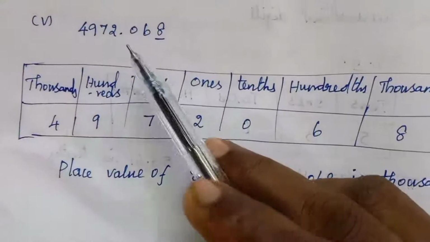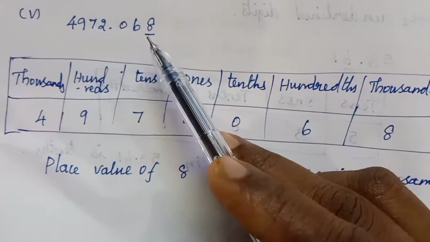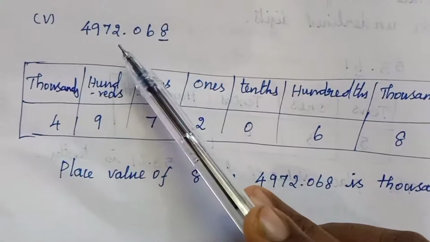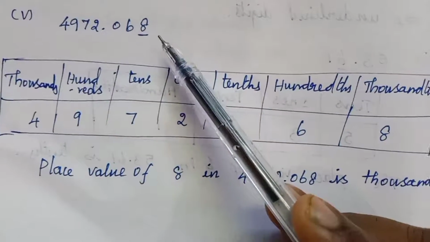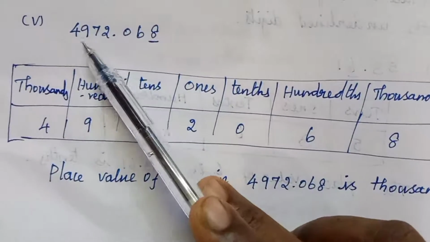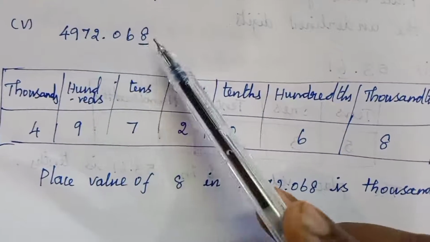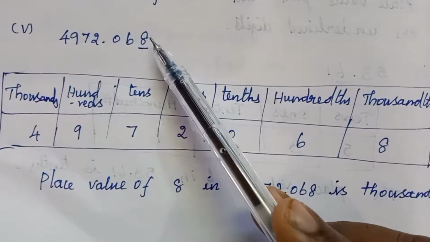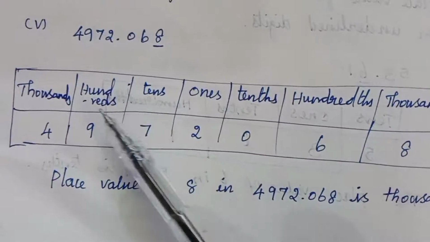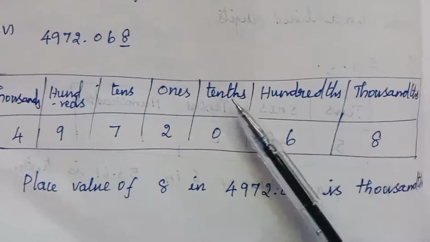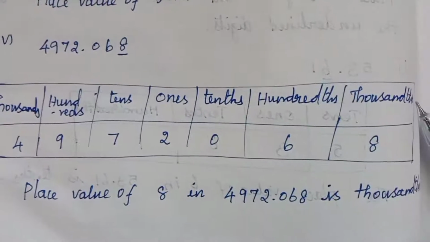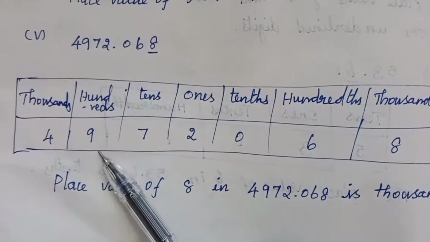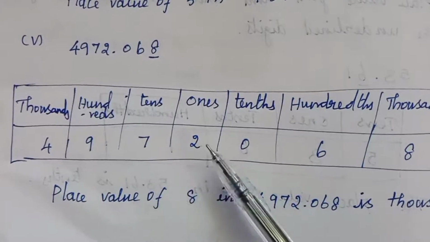Students, now you have to listen. Fifth problem: the remaining problems, try yourself with the same method. Okay, so now 4972.068. So we have ones, tens, hundreds, thousands. For the decimal part, tenths, hundredths, thousandths. So related to the given problem, write the place values, that is ones, tens, hundreds, thousands. Next, tenths, hundredths, thousandths. Now write the values, that is 4 thousands, 9 hundreds, 7 tens, 2 ones.